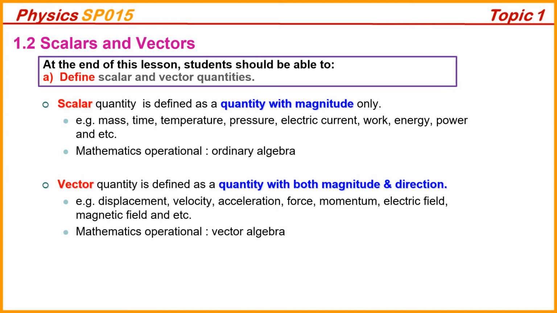What are scalar and vector quantities? Scalar quantity is defined as a quantity with magnitude only. For example, mass, time, temperature, pressure, electric current, work, energy, power, and else. Mathematical operation is ordinary algebra. For the vector quantity, it is defined as a quantity with both magnitude and direction. The examples are displacement, velocity, acceleration, force, and others.